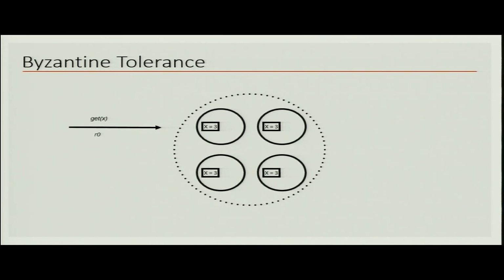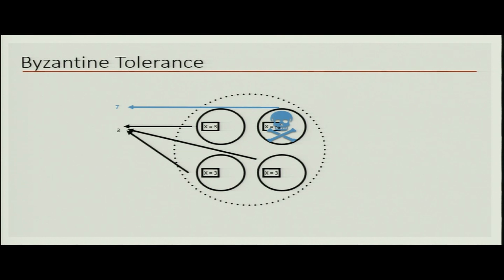So, again we have 4 copies of the same state machine, and now let us say one of them decides to behave arbitrarily. So, it is a Byzantine node. Now a transaction comes. All the 3 nodes that are not affected by Byzantine will give you the correct value, but the one that is Byzantine may not answer you or may answer you wrong. So, how do you decide?